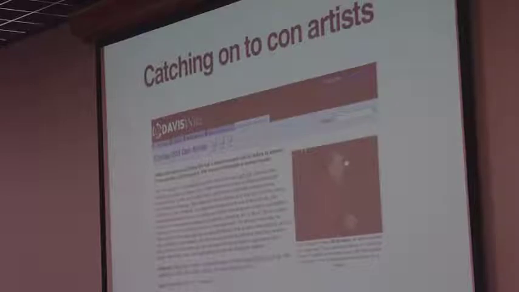And another great example is in Davis. There was this con artist that would hang out at the train station and tell people she needed an Amtrak ticket because she had an abusive boyfriend. She did this for several months, and eventually someone was like, "You know, I don't believe this." And they had made a page called Con Artists and said, "Does anyone know what the deal is with the woman at the train station?"